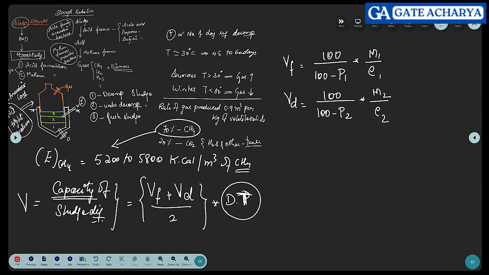Is it volume of fresh sludge, volume of digested sludge, volume of fresh sludge? So whatever is in the third layer, okay, volume of digested sludge, whatever is in the first layer.